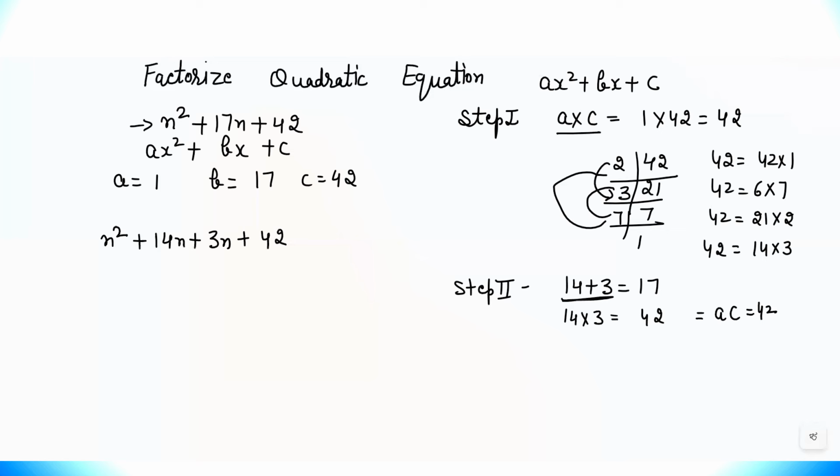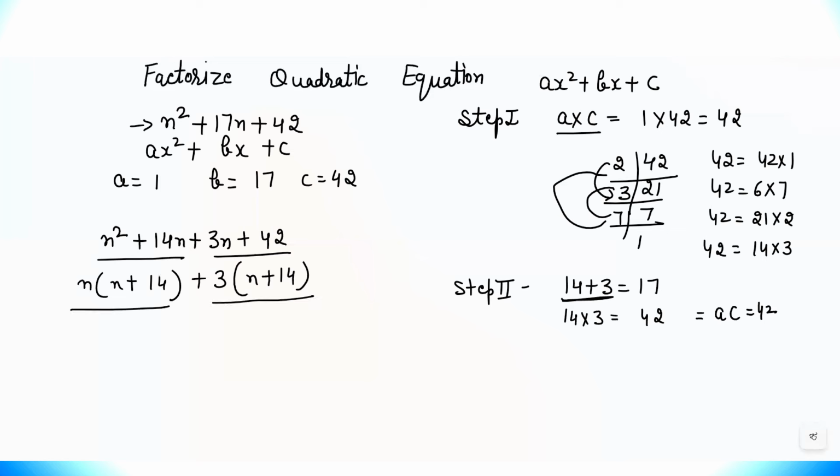Now we have 4 terms here. We will take these 2 terms together. We will take another 2 terms together. Now from these 2 terms, I can take n common. What is left? n plus 14 is left. From here, I'll get 3 common. What is left? n plus 14 is left. Now this is the first term. This is the second term.